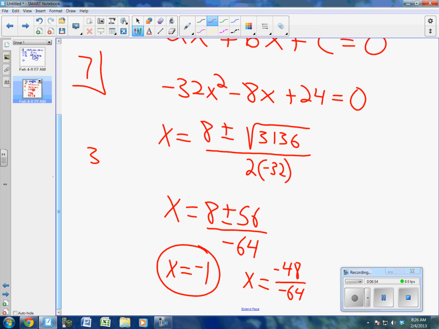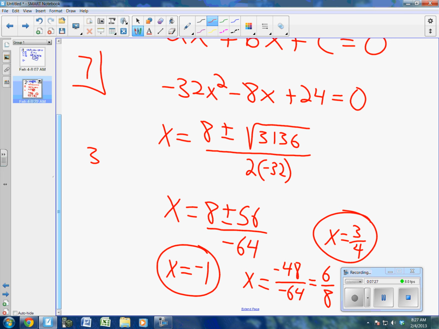4 does, yeah. How about, what's the biggest number that goes into both of them? 8. How many times will 8 go into 48, guys? 6 times. And how many times will 8 go into 64? 8 times. So what's another number that goes into these? 2. How many times will 2 go into it? So that is x equals 3/4. So our two answers are x equals negative 1 and x equals 3/4.